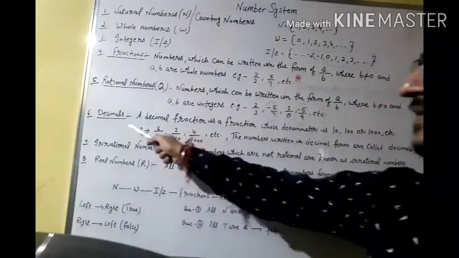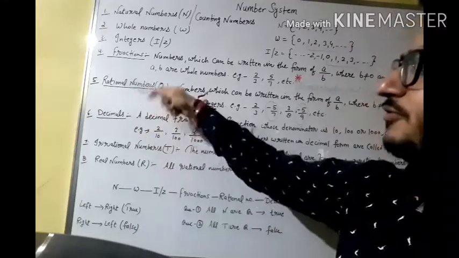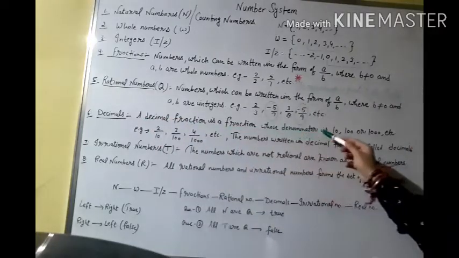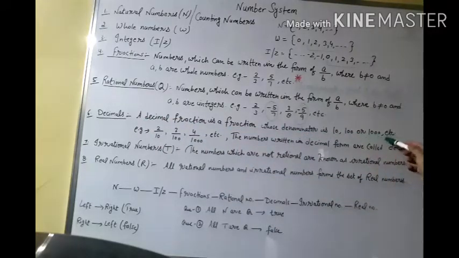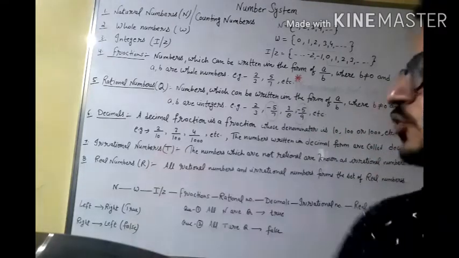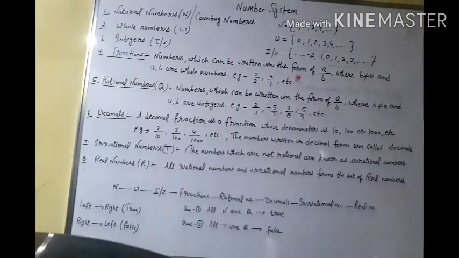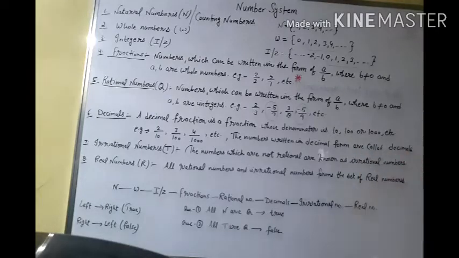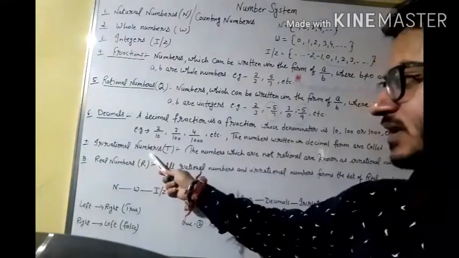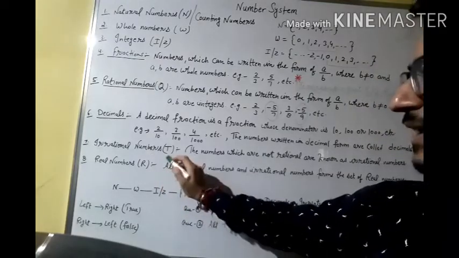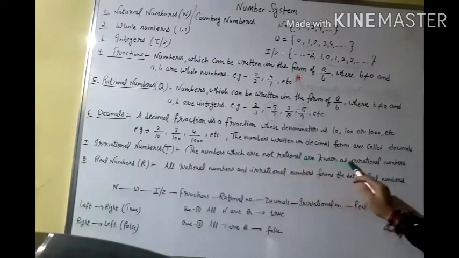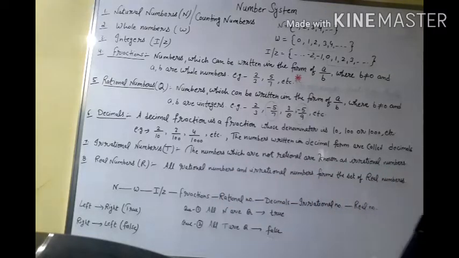Decimals. Yes, decimals are a kind of fractions or rational numbers. A decimal fraction is a fraction whose denominator is 10, 100 or 1000, etc., meaning the multiples or powers of 10. For example 2 by 10, 3 by 100, 4 by 1000, etc. The numbers written in decimal form are called decimals. Next is irrational numbers. The set of irrational numbers is represented by capital T. The numbers which are not rational are called irrational numbers.